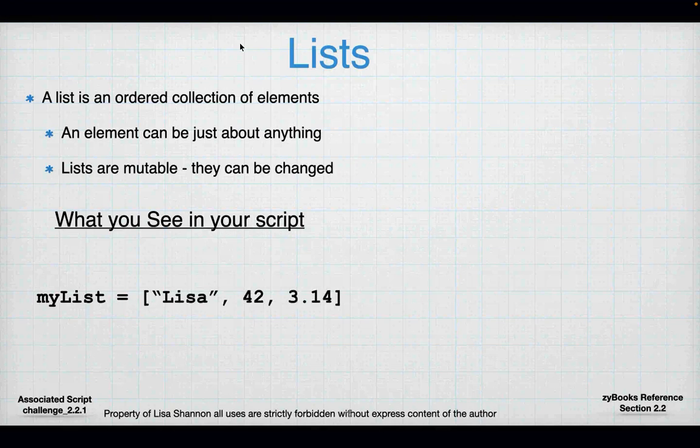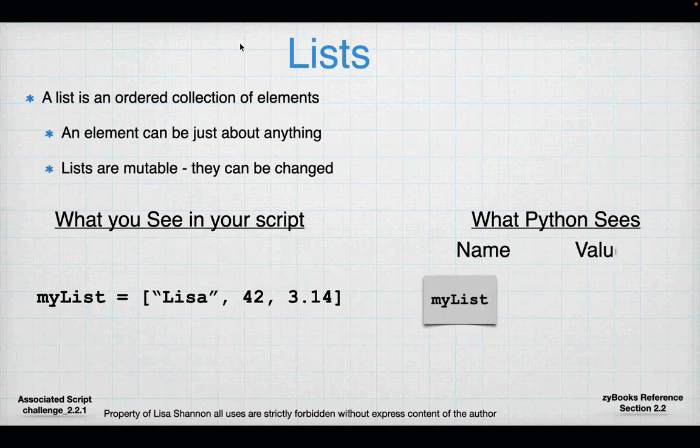A list is an ordered collection of elements, and it's mutable, which means it can change. So here you see I have something called my list. My list is the string Lisa, the number 42, and 3.14. So I can have anything in a list, but they don't have to be the same type. So you don't just have a list of strings. You're not forced to that. Some languages like Java require that your lists be of the same type. So you could only have a list with every element as a string. You could only have a list with every element as an integer. That is not the way it is with Python. Python allows you to mix and match.